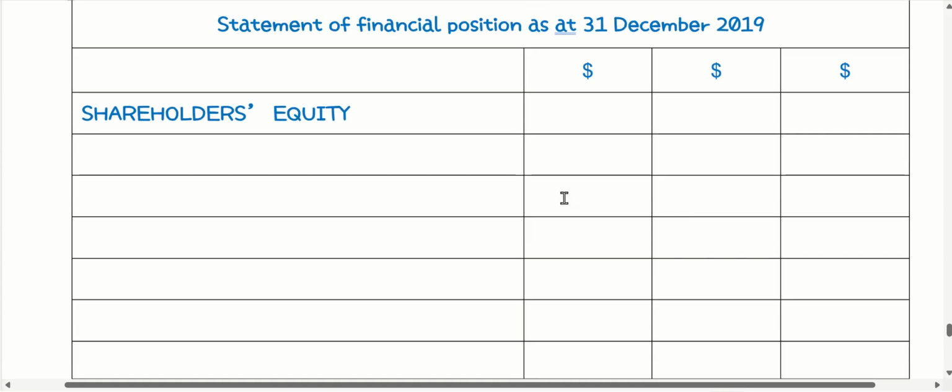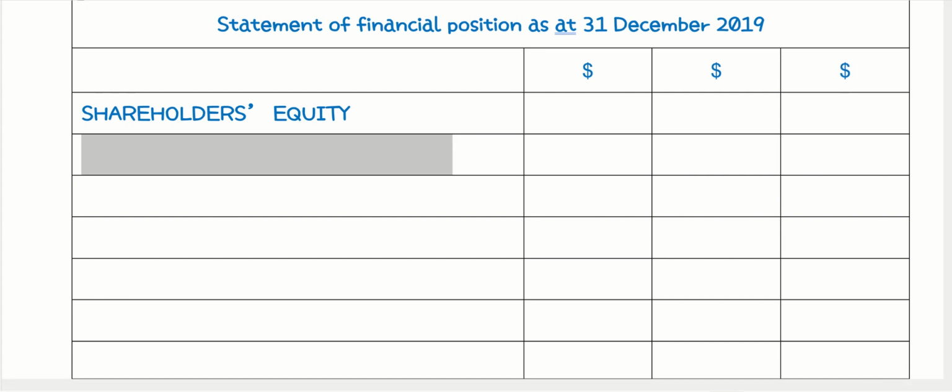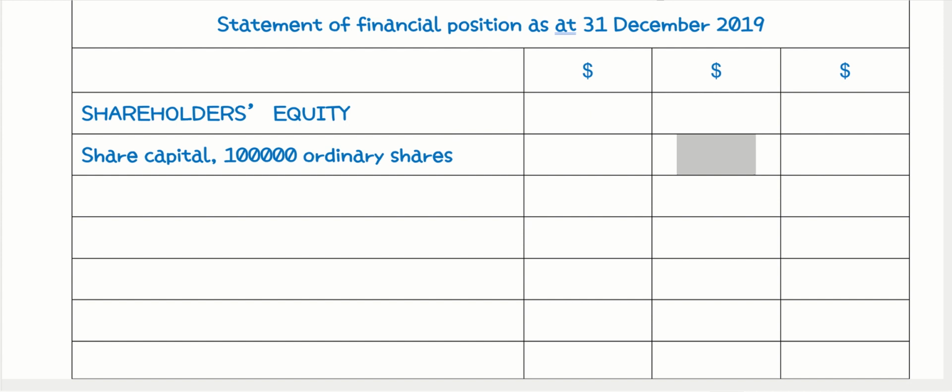And we have shareholders equity, right? So we have share capital. Now we have to say the number of ordinary shares. So we just say share capital 100,000 ordinary shares. And then we write the value of the shares, 120,000. Actually, how to get this? It was the 100,000 times the $1.20, right? Yeah, so that was how we got this 120,000. Okay.